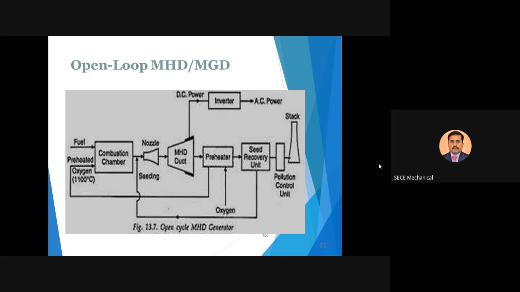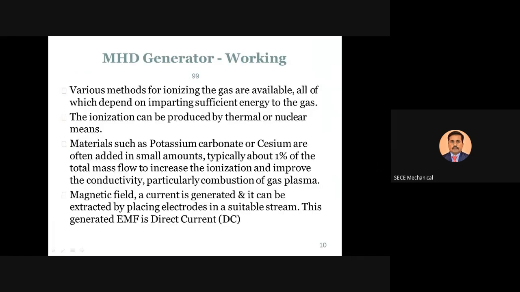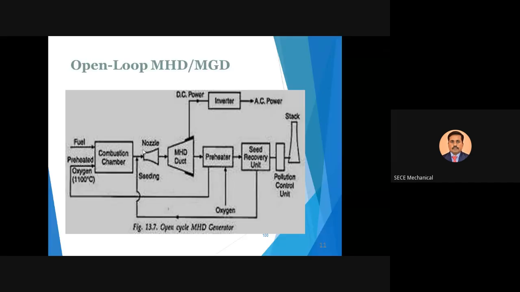It is shown here. First the air is preheated and goes to the combustion chamber, and fuel is also supplied. Both will be ignited here, so plasma, an ionized gas, is produced. Then we add seed material, that is potassium carbonate and cesium. When the seed material is added, more ionized gas is produced, and that goes to the nozzle.